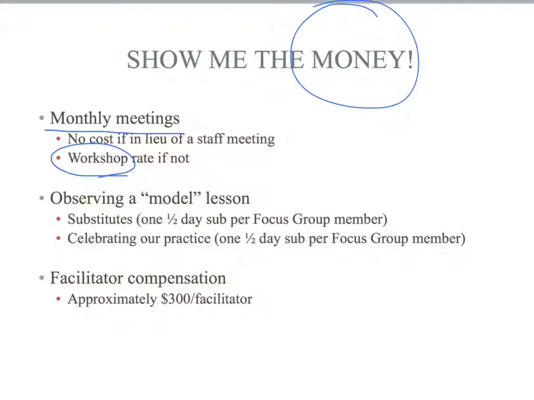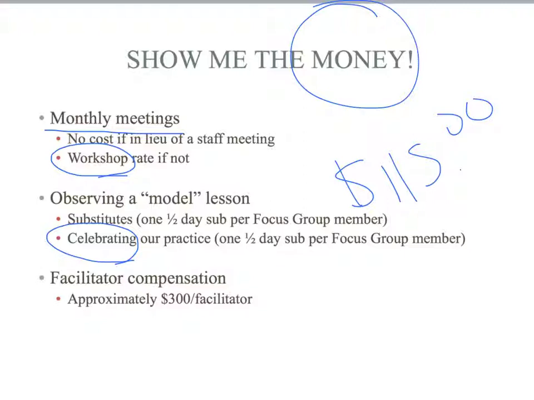The other thing in terms of observations is celebrating our practice, right? So at the very end, all the focus group members getting an opportunity to take a look at each member's work around that specific goal. The sub rate is $115 per day. So in order to do something like that end of the focus group celebration, think of that as half-day subs for each focus group member when you're building the budget.